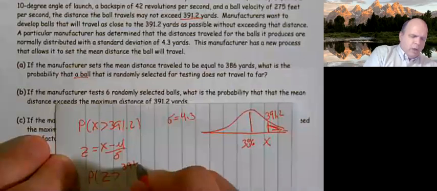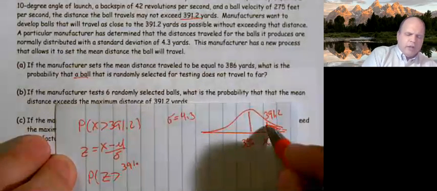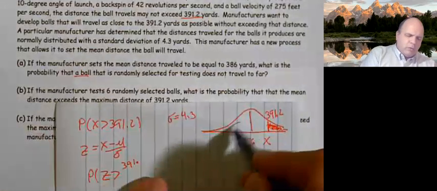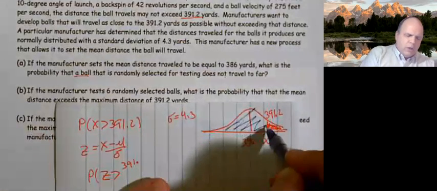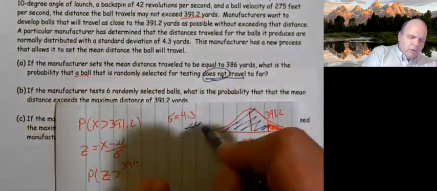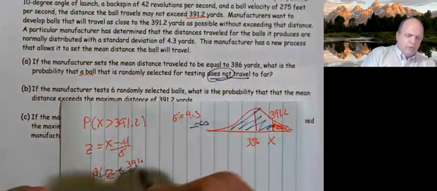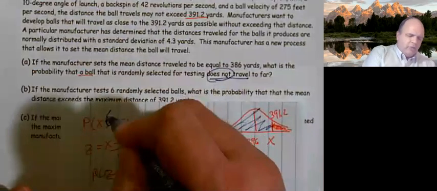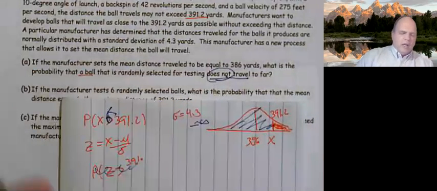Oh, excuse me, does not travel too far. I shaded that the wrong direction. I'm sorry, I should have shaded it this way, because we want not, does not travel. I should read more carefully. So that needs to change, and this needs to change. This needs to be less than. Sorry about that, guys.